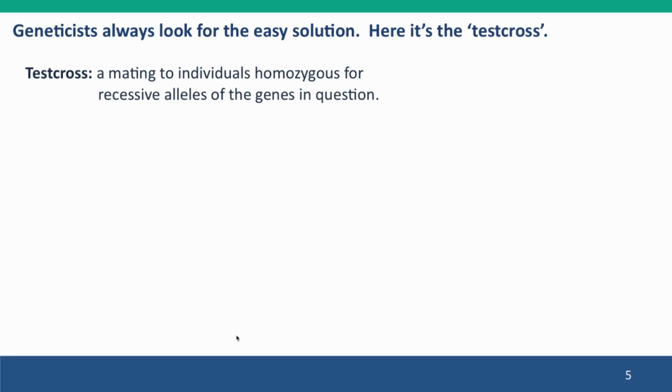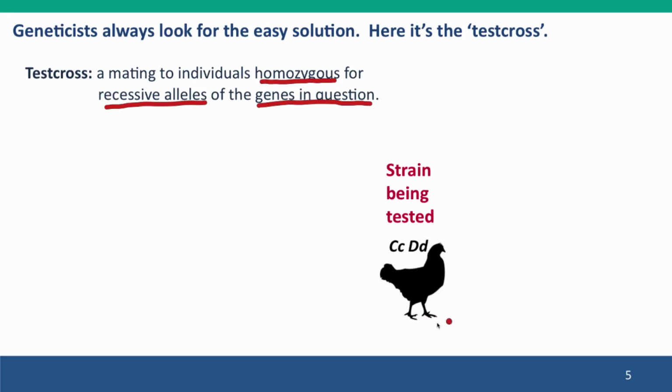So a test cross is a special kind of mating where one parent is the parent you're interested in, and the other parent has a particular genotype. It's homozygous for recessive alleles of whichever genes you wanted to investigate. So in the case of our chickens, we want to investigate recombination in birds that are heterozygous for the C alleles and the D alleles. So we can do a test cross by mating these birds with a tester strain of chickens that's homozygous for both recessive alleles.